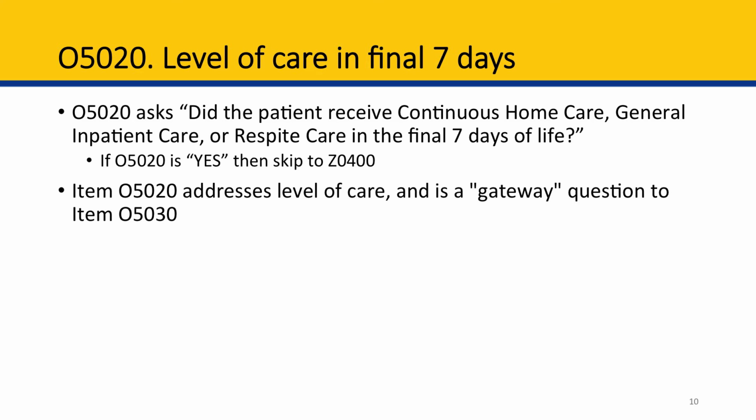If the patient received continuous home care, general inpatient care, or respite care in the final 7 days of life, you would again follow the HIS skip pattern. In this case, if O5000 is yes, indicating the patient received a level of care other than routine home care, you skip the final Section O item and move on to Z0400. Note that the time frame for this item does overlap with the time frame for the prior level of care item.